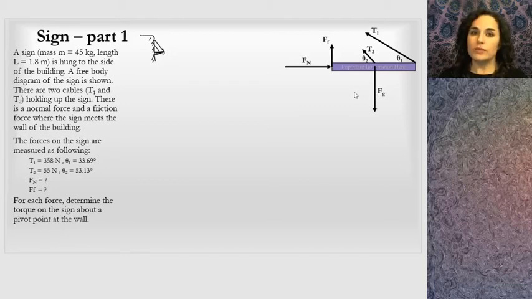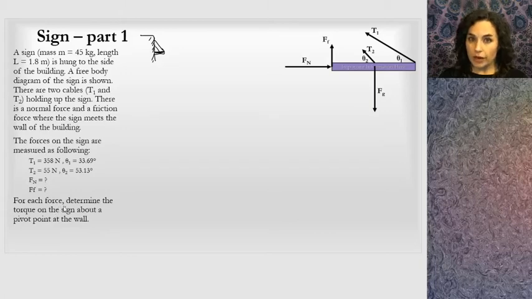So this may be something similar to what you would see in Newton's second law problems. The forces on the sign are measured as follows. They give us T1 and T2 as values, and we know the angles, theta 1 and theta 2. We don't know the normal force, and we don't know the friction force. Okay, so I'm okay with that. For each force, determine the torque on the sign about a pivot point at the wall.